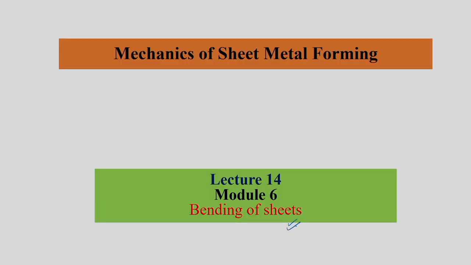So, this particular module is going to be module number 6, and we are going to discuss bending of sheets. Bending of sheets is there in almost all sheet components that we see in day to day life. It could be as simple as a plate type of shape, or it could be a complex shape that we use in automotive industries, aerospace industries, or any other sectors. Bending is inevitable.